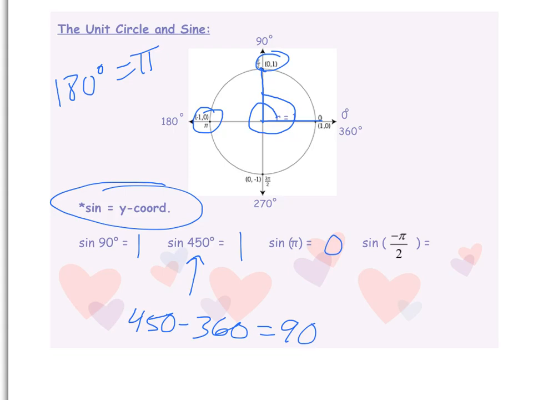Okay? If we see a negative, remember that just means open up the opposite way, open up clockwise. Based on this relationship, 90 degrees is pi over 2 radians. So I just rotate clockwise, and there's the point I'm going to use. It's -1. Okay? Because the y-coordinate at that point is -1.